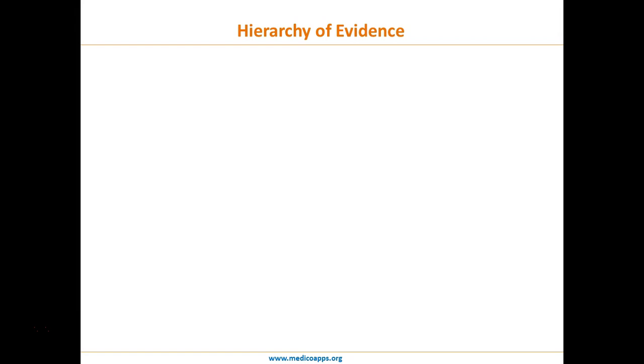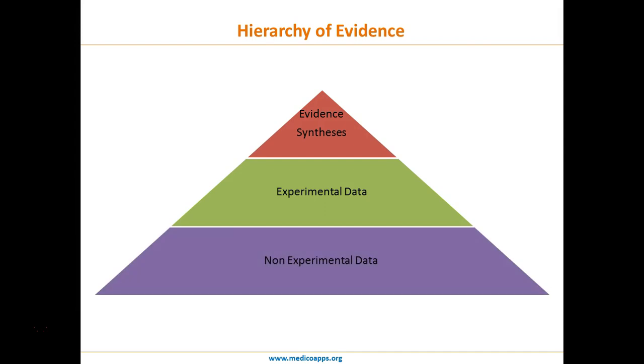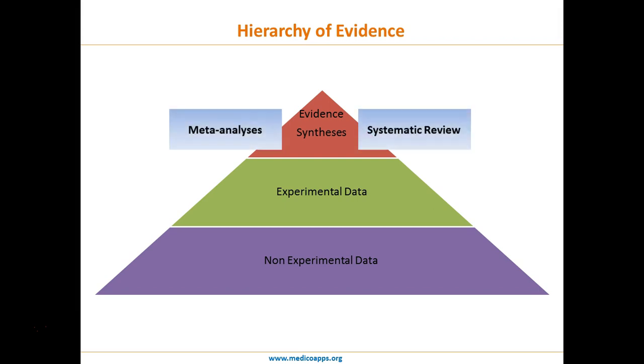Now, when you get into clinical practice, there will be a lot of evidence presented to you, but you have to understand that all evidence is not the same. So you have to rank them, and you have to be very sensitive while using information in terms of evidence. The top of the hierarchy is evidence synthesis. Then comes the importance of experimental data, and non-experimental data is given the least importance. Now, if you see evidence synthesis, there are two kinds.